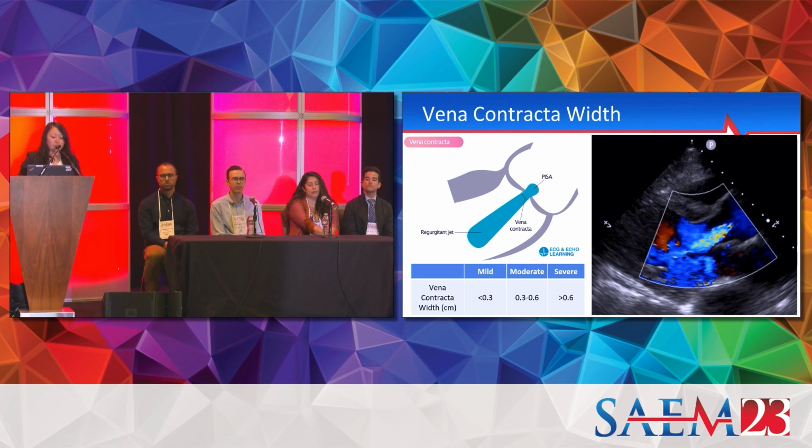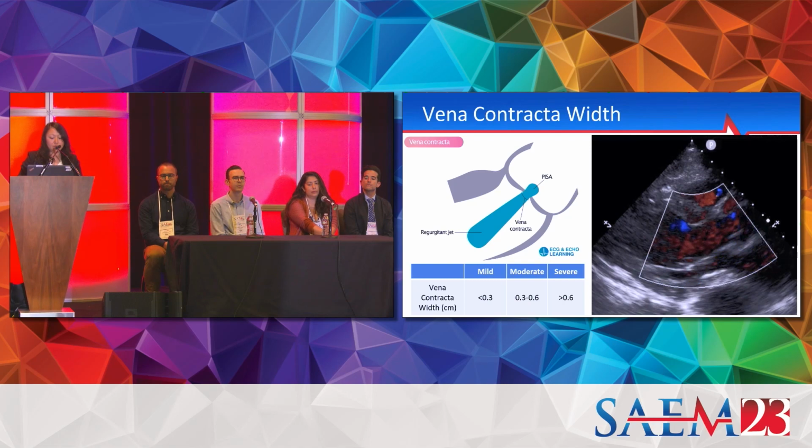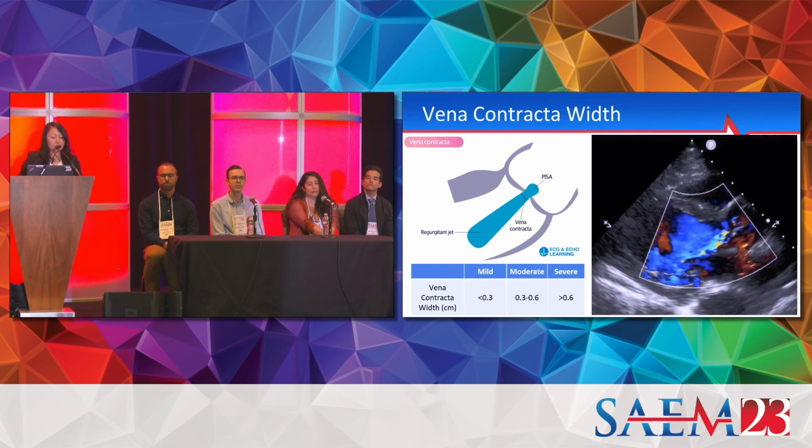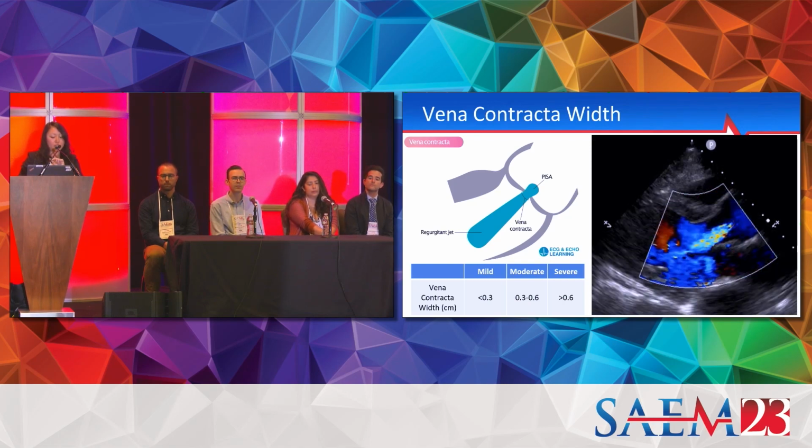So in this cartoon, you'll see the vena contracta is basically that narrow part of the jet that is coming out right from the leaflets of the aortic valve. And in this clip, when you put color over it, sometimes there'll be some noise, but at some points you can see a pretty clear jet. So you want to freeze where you see the jet the clearest, find that vena contracta, and measure that width. Severe aortic regurg is a vena contracta of over 0.6 centimeters.